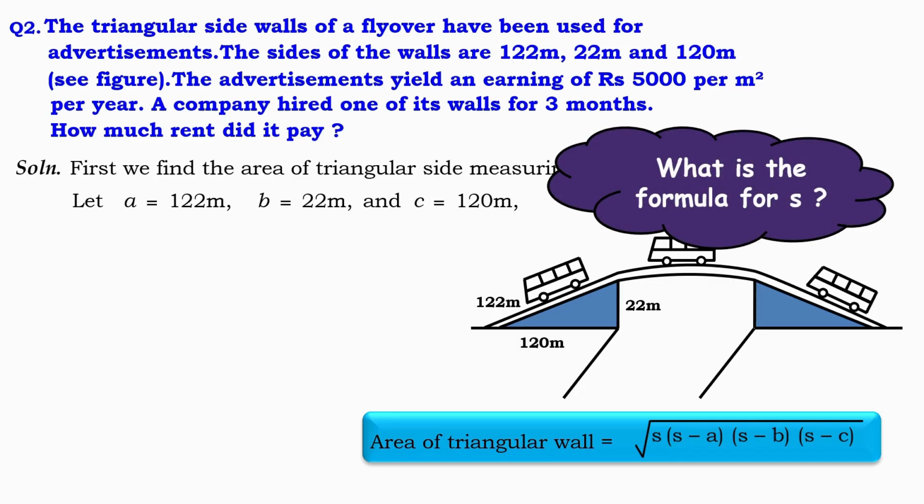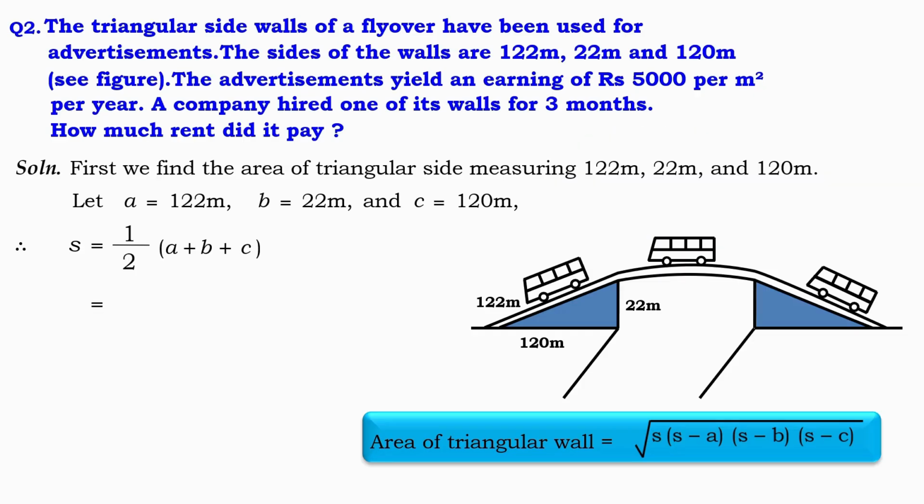Now what is the formula for S over here? The formula is half of the perimeter. So first we are going to find the value of the perimeter. That means we have to add A plus B plus C. So 122 plus 22 plus 120 comes to 264. 264 divided by 2 is 132 meter. So that is S.